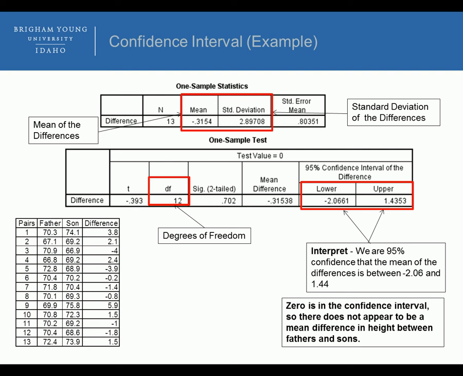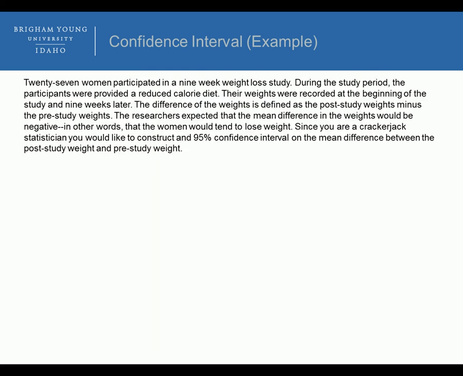Basically, with our confidence interval, we have a possibility of negative numbers or positive numbers. And since it could either be sons being taller or fathers being taller, it's inconclusive. We can't tell if there's a difference. So a rule of thumb is if 0 is in the confidence interval, we can't tell statistically there's a difference between the two paired groups. Okay. Now let's go through another example.